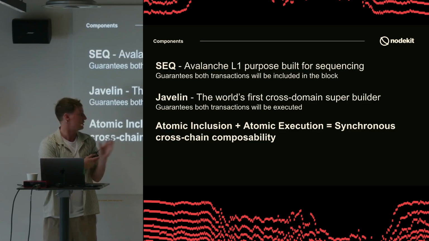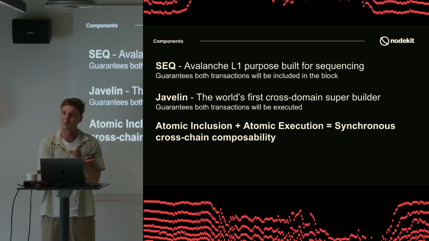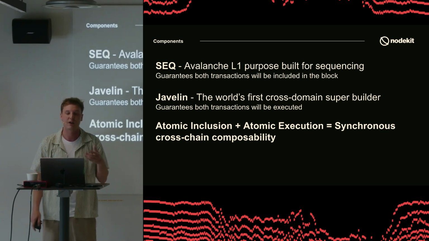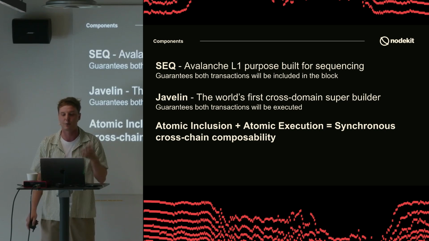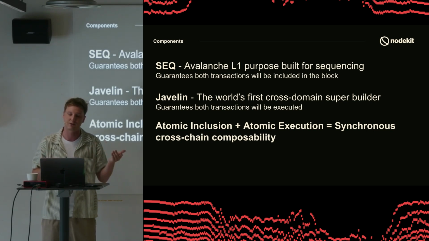So the way that it's built is there's three components. Seek, which is an Avalanche L1, built for sequencing, and it guarantees that transactions will be included in a block. Then there's Javelin, which is the world's first cross-domain superbuilder, and it guarantees that both transactions will be executed. And we define synchronous cross-chain composability as the combination of atomic inclusion and atomic execution.